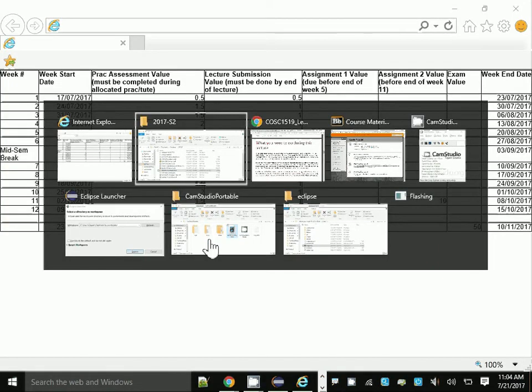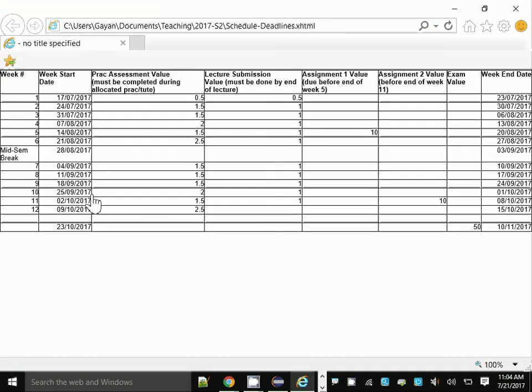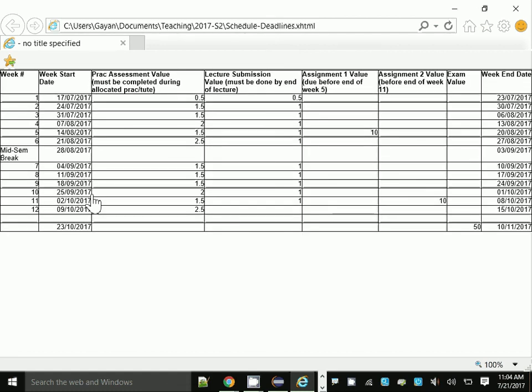So if you go to schedule and deadlines, you can get the same document. Basically, that's the schedule. That's the week number on the first column, right? That's the week starting now. This is the first week, right? It started on Monday, the 17th, and it'll end on the 23rd, right? And the next week will be from the 24th and so on.